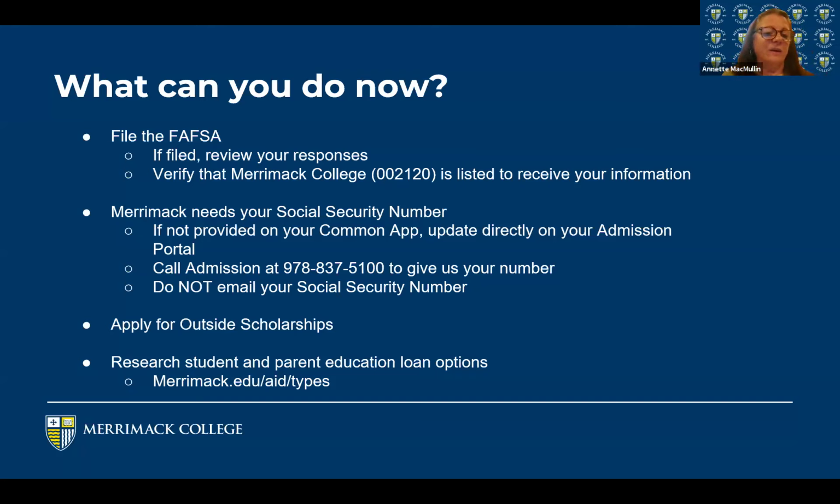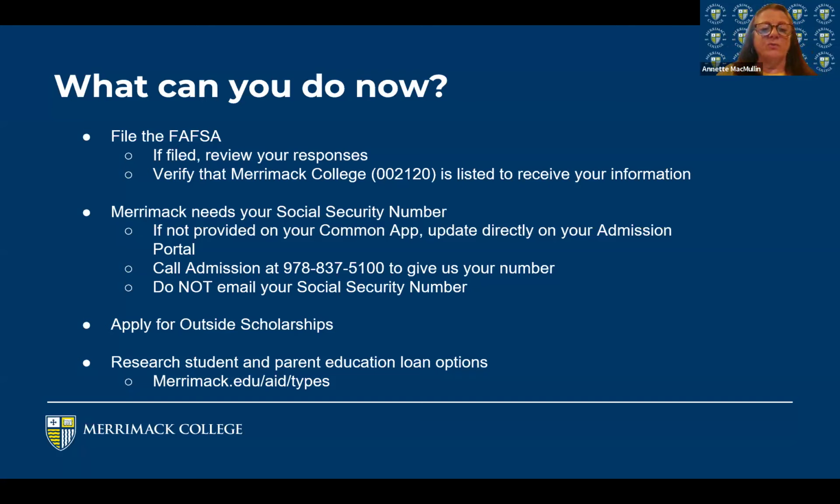You can call our main number, you can give it over the phone, but please never ever email your Social Security number to anyone. And we also suggest, while you're waiting for your financial aid information to come through, that you can apply now for outside scholarships if you haven't already started that process.